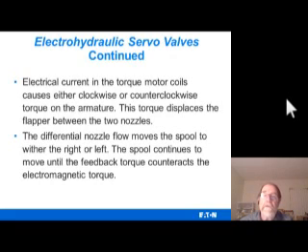Electrical current in the torque motor coils cause either clockwise or counterclockwise torque on the armature. This torque displaces the flapper between the two nozzles. Different nozzle flow moves the spool to either the right or the left. The spool continues to move until the feedback torque counteracts the electromagnetic torque.